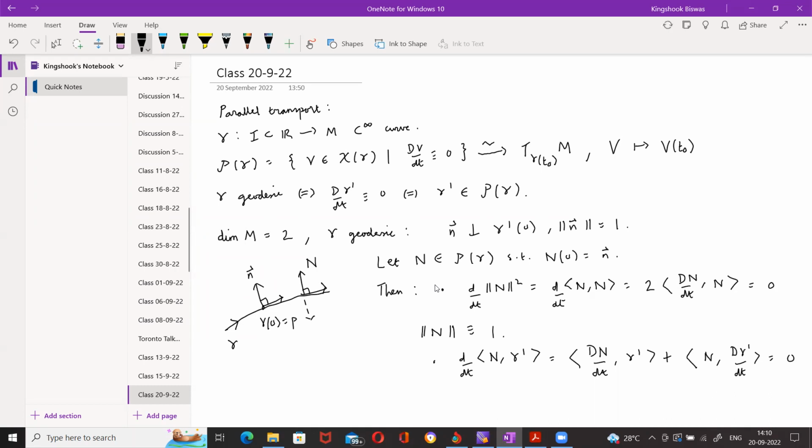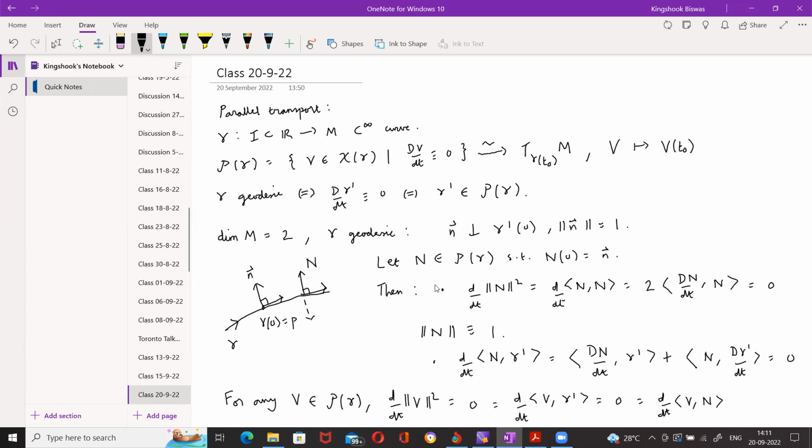And what about a vector which is not normal? Well, for that, the same argument will hold, right? If I take any vector v which is parallel, we have d/dt of norm v squared will be 0, and also by the same calculation as here, the inner product of v with gamma prime will be 0, and also the inner product of v with the normal vector, right?